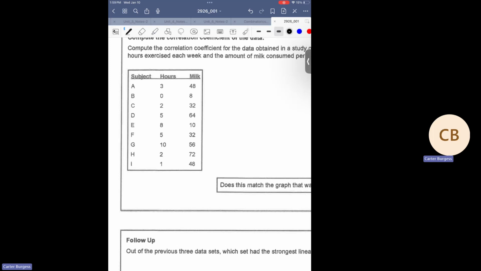Yep, either one. That is fine. And you're done. And if the R value doesn't show up, then you're getting the wrong one. Yeah, so you're going to stats, you're gonna go edit, enter in all the data, and then you would go stats, calc.